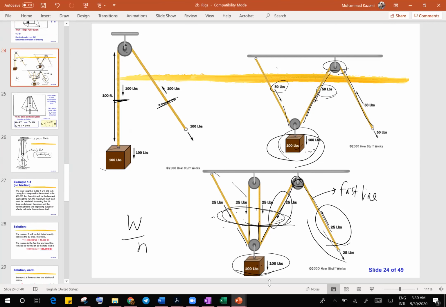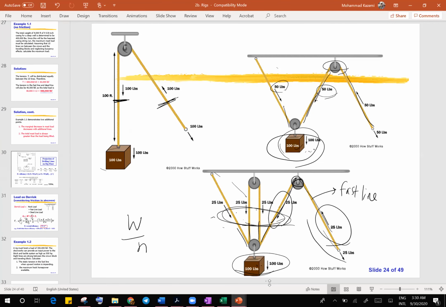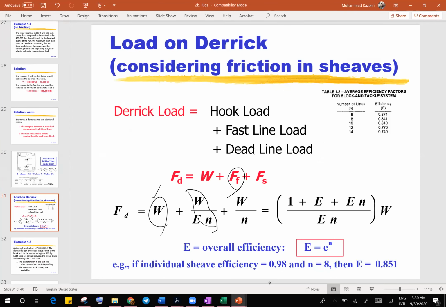So W over N, but because there are frictions there, we consider an efficiency there, efficiency of those basically pulley system that we have. So you need to put the efficiency there, and that efficiency can be calculated using this equation. In this equation, E is called individual sheave efficiency, which is usually considered to be 0.98, and N is the number of lines. So for example, if you have 8 lines, then this efficiency is 0.851, right? And that comes into this equation, okay?